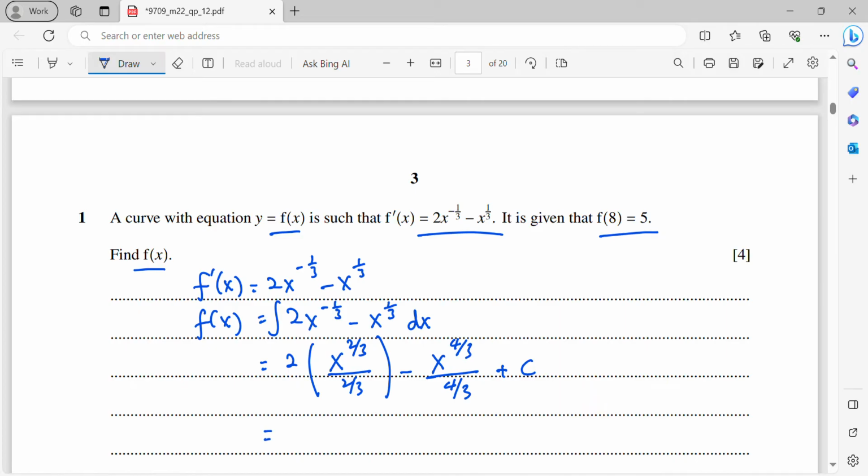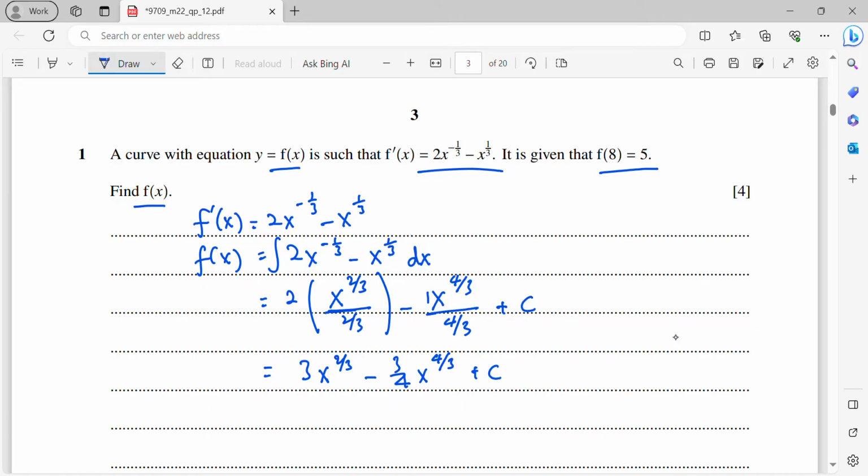Now, I will simplify the constants first. So 2 divided by 2 over 3 ends up with 3. So the first term becomes 3x to the power of 2 over 3. Then the second term, 1 divided by 4 over 3, becomes 3 over 4. Okay, that is our f(x).